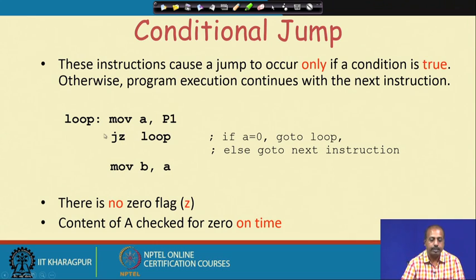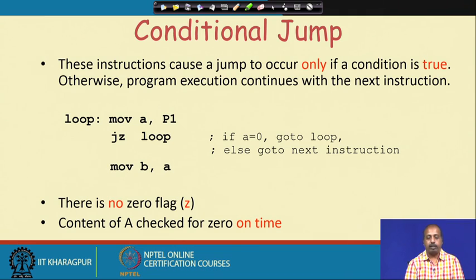So, if the 0 flag is set, then it will come to this loop instruction, this point back, and otherwise it will move the A register content to B register. So, there is no 0 flag. Actually, if you look into this PSW register, we do not have any explicit 0 flag. So how does it check it?